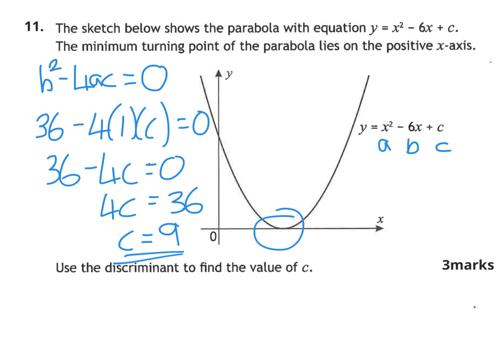Now, I didn't mention where the marking would be for this one. So the marking would be first mark for knowing to put your discriminant equal to 0. Second mark for substituting correctly. And third mark for getting your value for c.